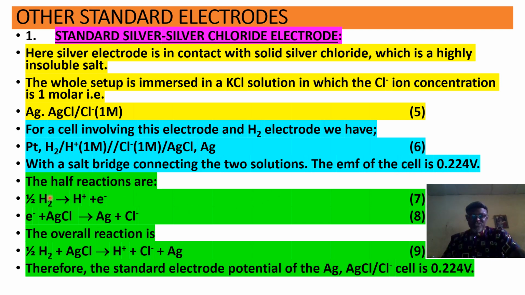Look at the half reactions. This is a half reaction for the left hand electrode. This is a half reaction for the right hand electrode. And this is the overall reaction for the standard silver chloride electrode.